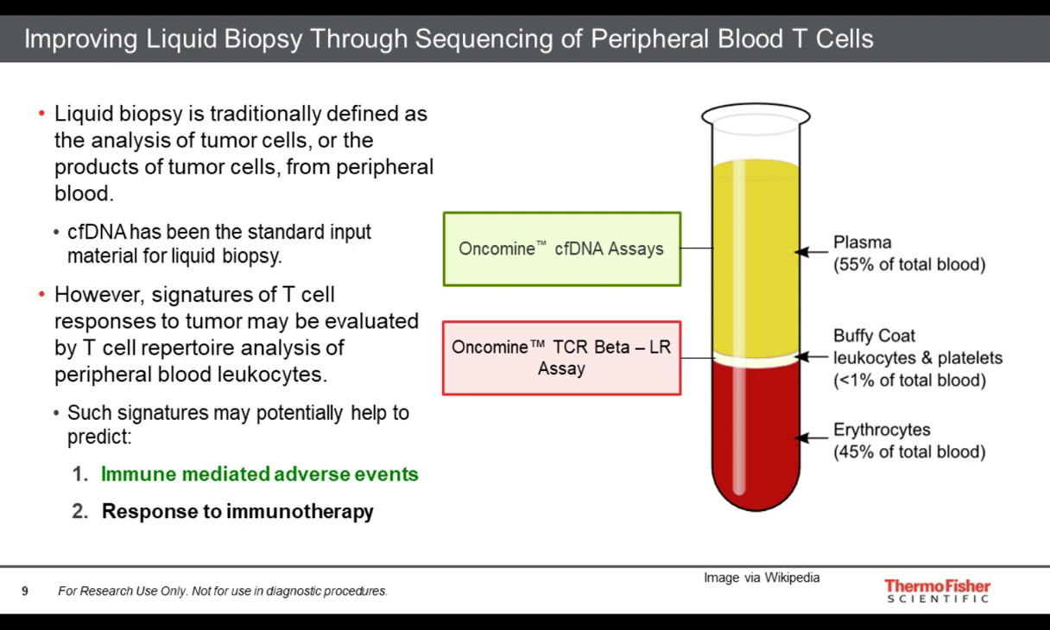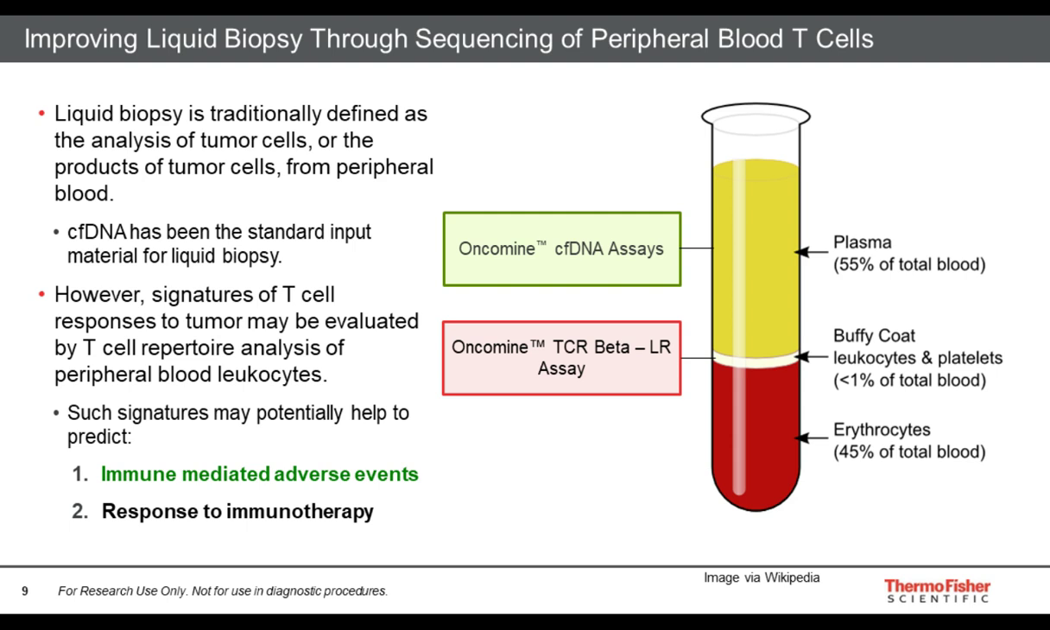Plasma can be used for cell-free DNA sequencing, while the buffy coat fraction containing peripheral blood leukocytes, or PBLs, can be used for T-cell receptor beta sequencing. This buffy coat is often unutilized in many lab workflows, and it presents a valuable additional source of liquid biopsy information that in many situations is just discarded.